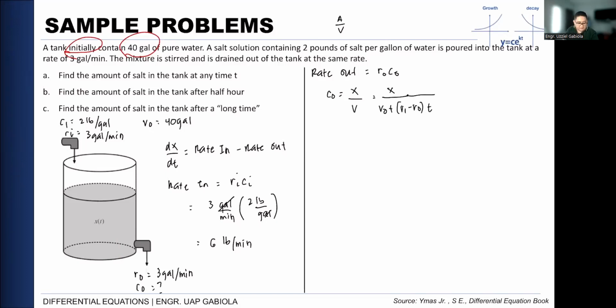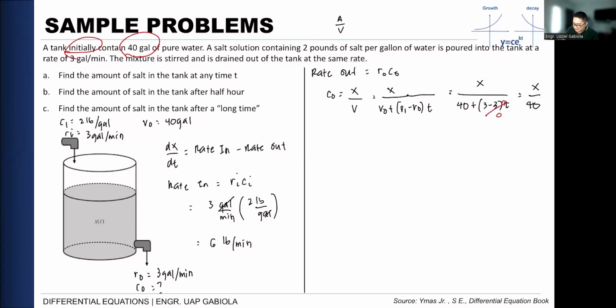Okay? So ano yung value ni ano? So yung x, hindi natin alam yung amount ng volume, no? At any time. So retain natin na x. Initial volume natin is 40 gallons. Okay? Plus yung rate in, rate out natin is the same, no? t. So meron tayong formula na lang na x over 40. Okay? Kasi magiging 0 na to. Isa, no? Yung nasa ilalim natin. So yun yung concentration out natin.